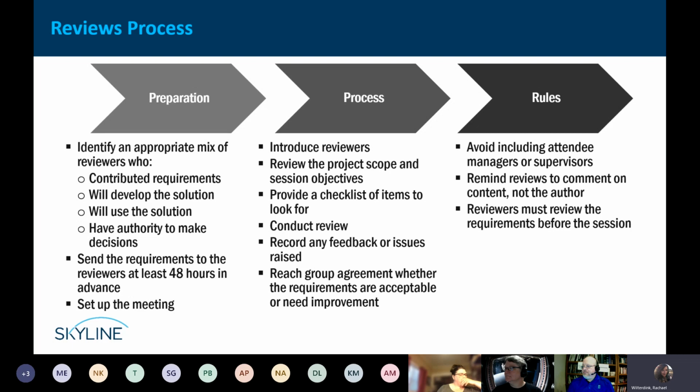Okay, so how to conduct a review: invite the right people, send out what you want to have reviewed in advance so that they can look at it. Here's what I found though from my past in especially waterfall. The stakeholders don't ever look at what you send them before. They're looking at it for the first time in the meeting.